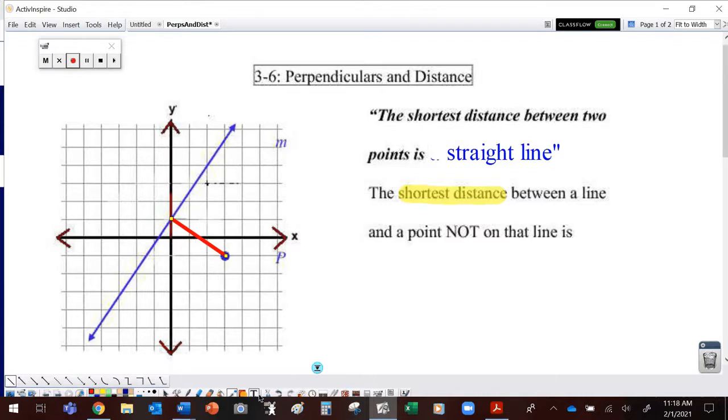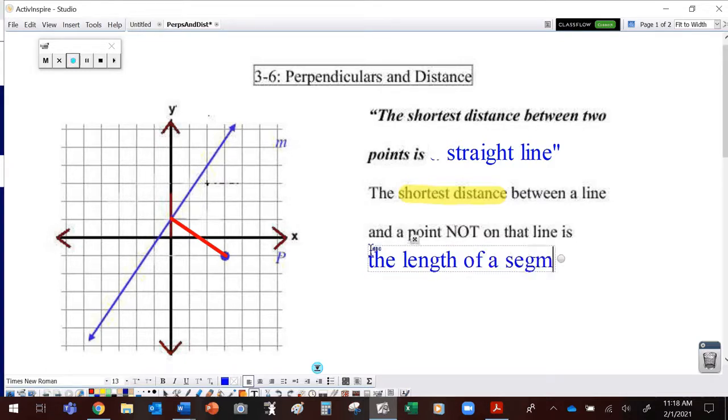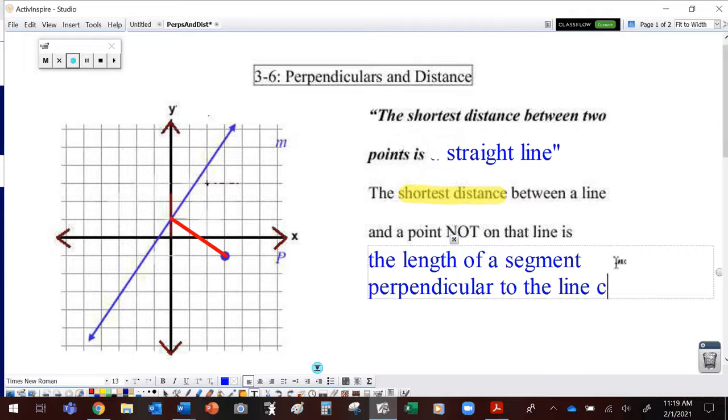Well, if you stop and think about it for just a second, you'll realize that this is the segment that is perpendicular to that line. So the shortest distance between a line and a point not on that line is the length of this segment, the length of a segment perpendicular to the line containing the point.